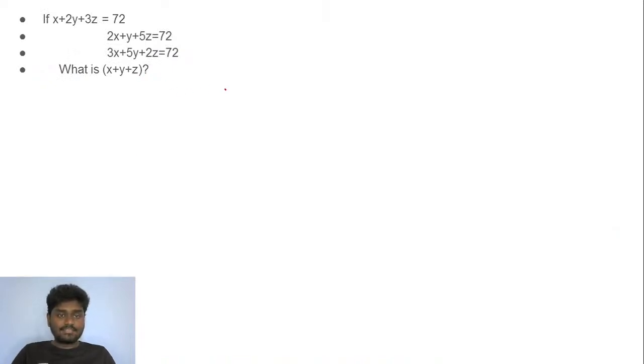If x plus 2y plus 3z is equal to 72, and 2x plus y plus 5z is equal to 72, and 3x plus 5y plus 2z is equal to 72, you need to find the value of x plus y plus z. Guys, you have been given 3 equations. You need to sort out these 3 equations and get the value of x plus y plus z.